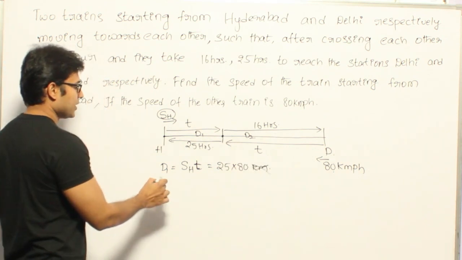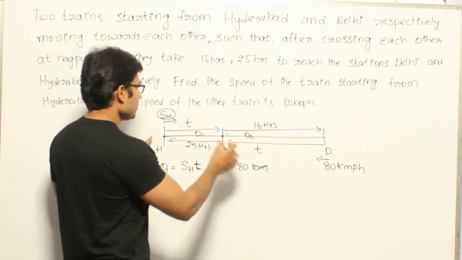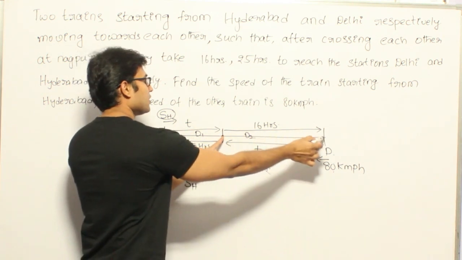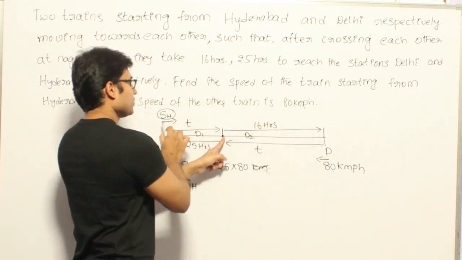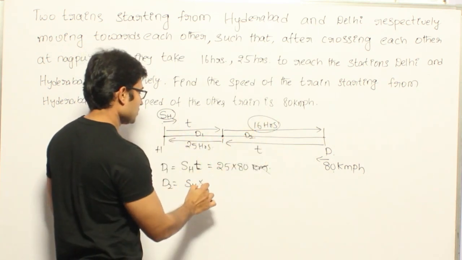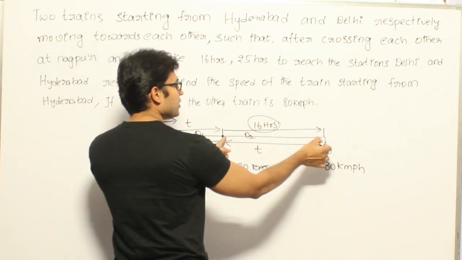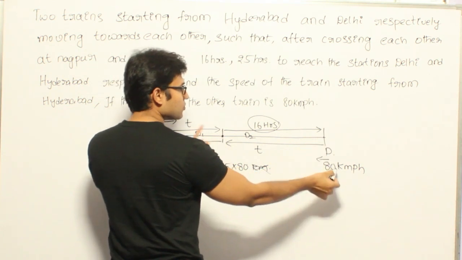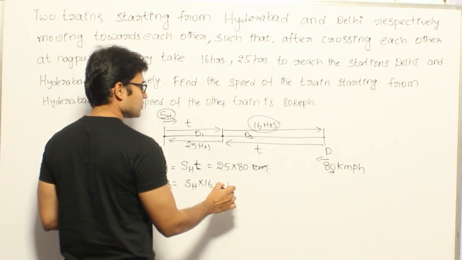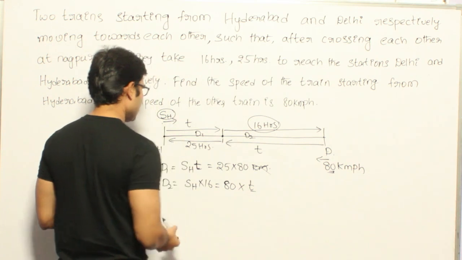Now what about d2? You can express d2 also in terms of two speeds, right? So what is d2? In terms of SH, it can be written as SH into 16, because from here to here, the distance covered by this train is d2 in a time of 16 hours. What about this train? From here to here, the distance covered by this train is d2, which means the train starting from Delhi, which is traveling at a speed of 80, and it has taken a time t, right?